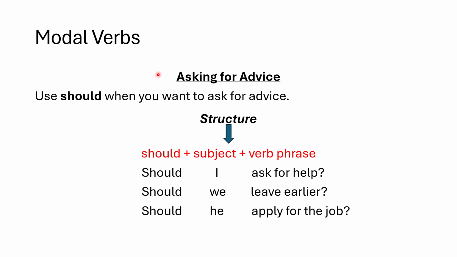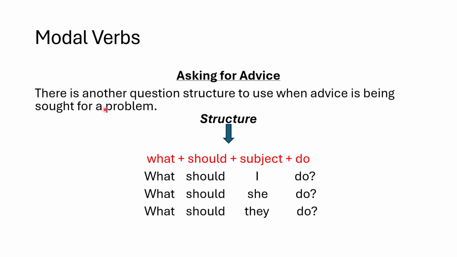Asking for advice. Use should when you want to ask for advice. Here is the basic structure: should plus subject plus verb phrase. Should I ask for help? Should we leave earlier? Should he apply for the job? In this context, the speaker is asking, what do you think is the best thing to do?